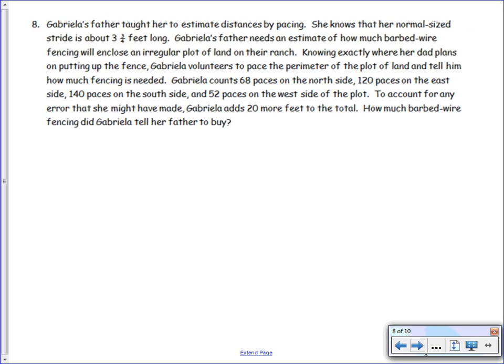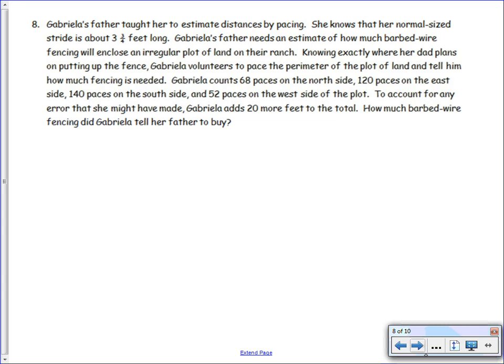Gabriella's father taught her to estimate distances by pacing. She knows that her normal size stride is about 3 3/4 feet long. Gabriella's father needs an estimate of how much barbed wire and fencing will enclose an irregular plot of land on their ranch. Knowing exactly where her dad plans on putting up the fence, Gabriella volunteers to pace the perimeter of the plot of land and tell him how much fencing is needed.